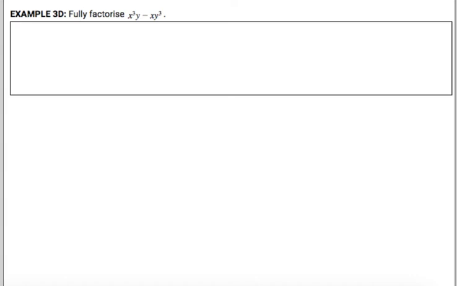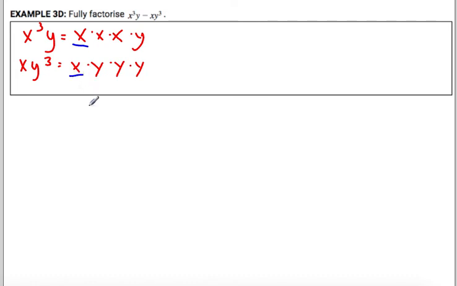So the first thing we want to look for here is a common factor. And if I look at x cubed y minus xy cubed, if I break apart x cubed y, that's the same thing as x times x times x times y. And if I break apart xy cubed, that's the same thing as x times y times y times y. So if I'm looking for a common factor here that I could take out, I have an x here and an x here. I also have a y here and a y there.